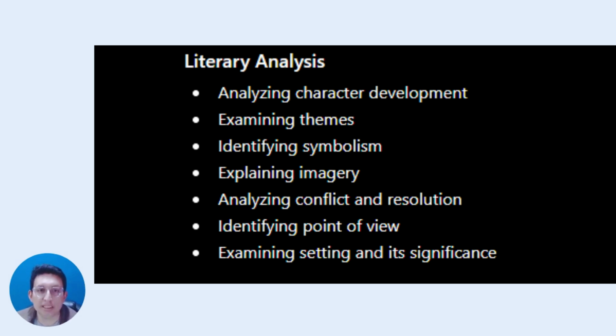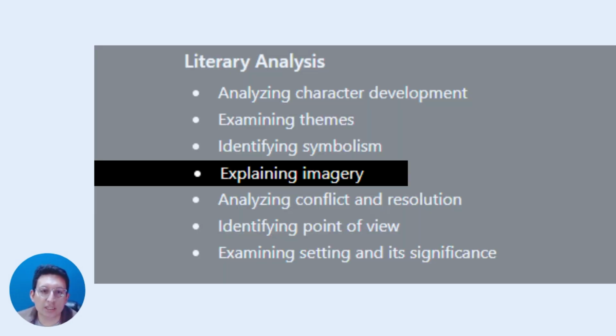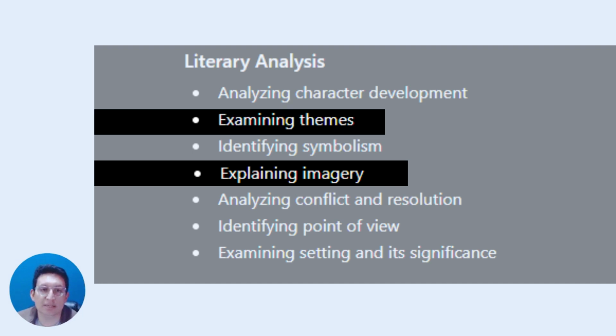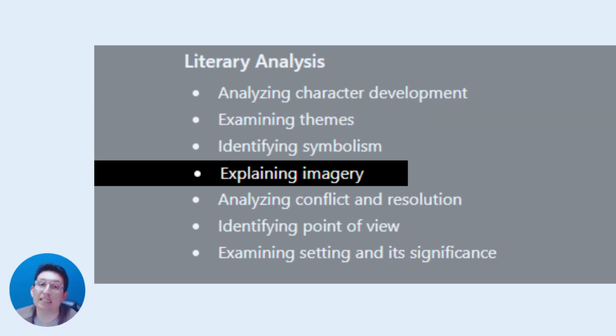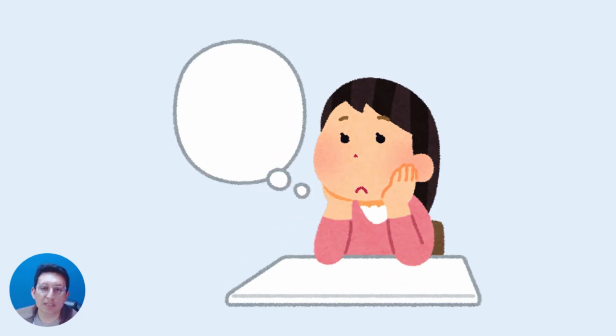Then, from the literary analysis, I decided to go for explaining imagery or examining themes. These are two exercises that we can do, but I decided to choose both because they are quite similar. If we explain imagery, in case there are pictures or images, we may understand this and we can picture something with our minds and provide further context. But examining themes is quite similar, except there is no imagery, there are no pictures, there are no images.